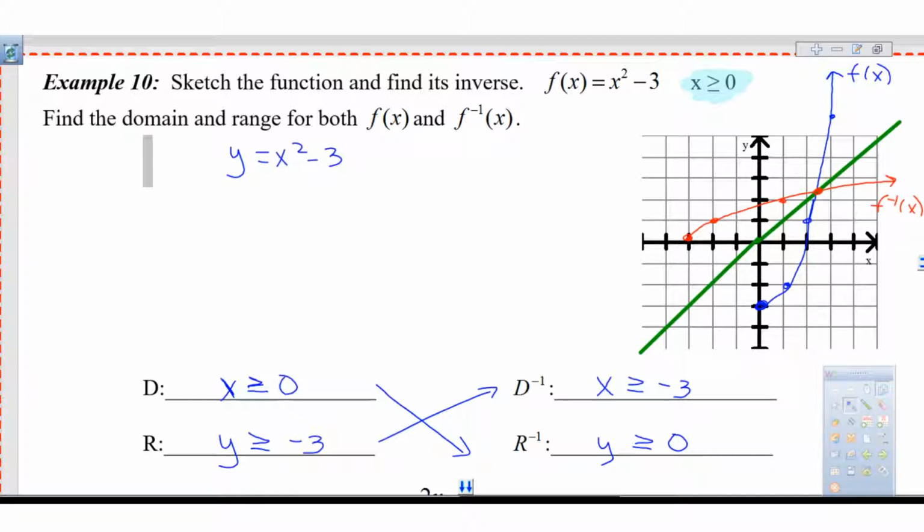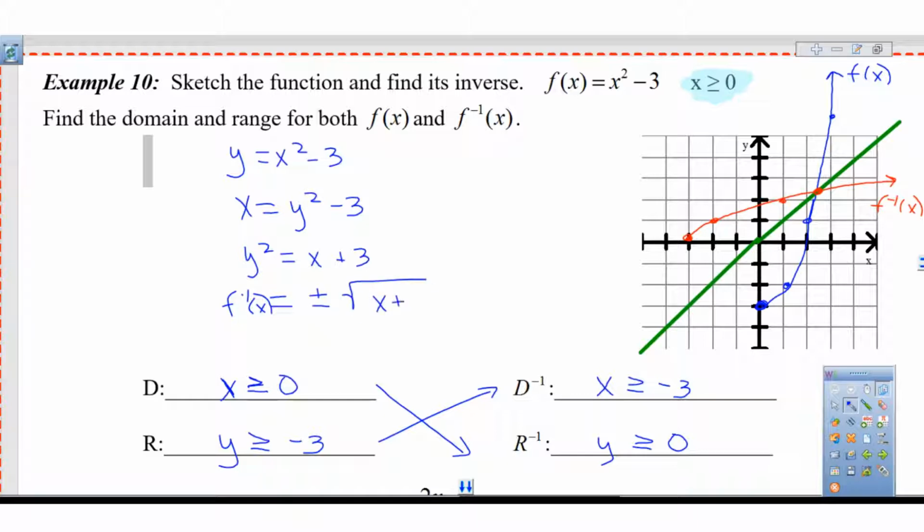Now find it. So now we have x equals y to the second minus 3. What do I do? Tell me what to do. Move your 3. Y to the second equals x plus 3. What do I do now? Square root. Y equals, but I'm not going to put y, I'm going to put F inverse of x equals. What comes right after the equal sign? Plus or minus the square root of x plus 3.